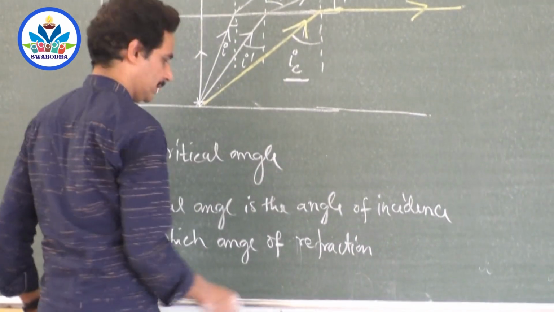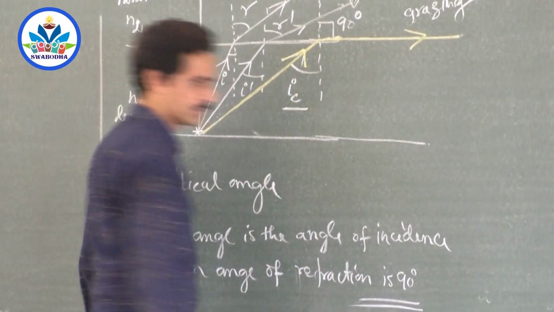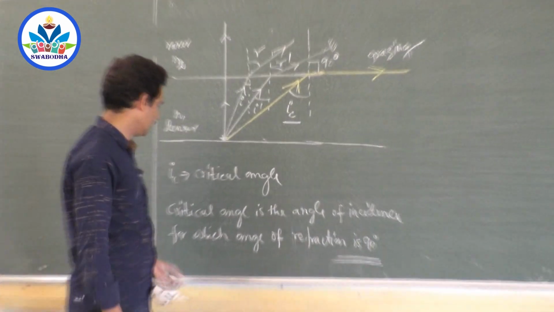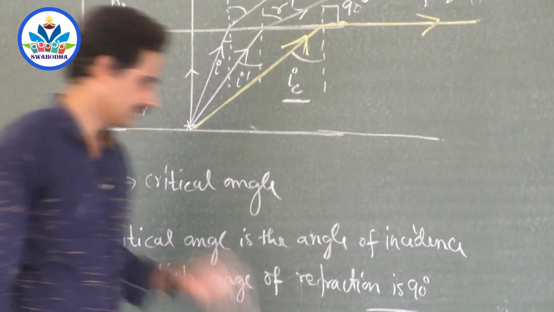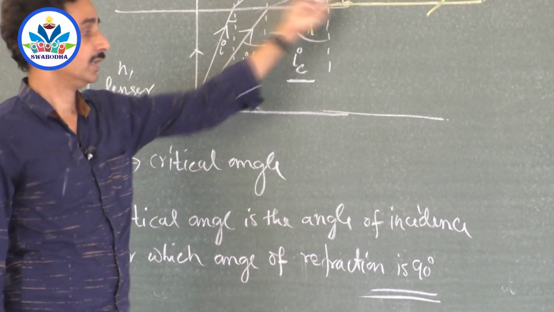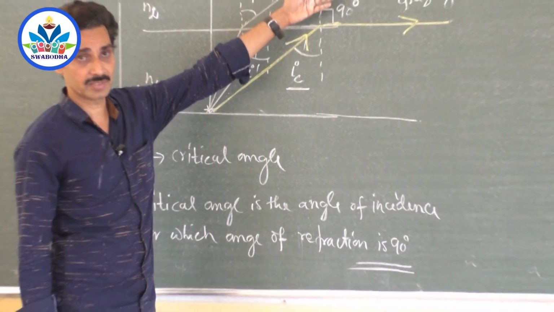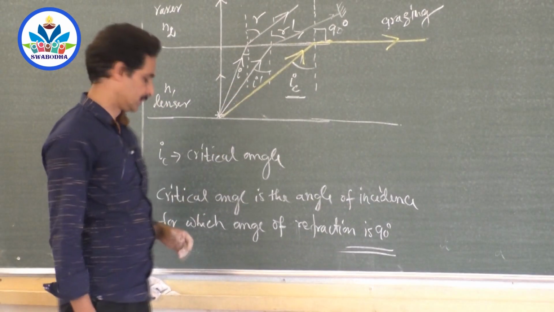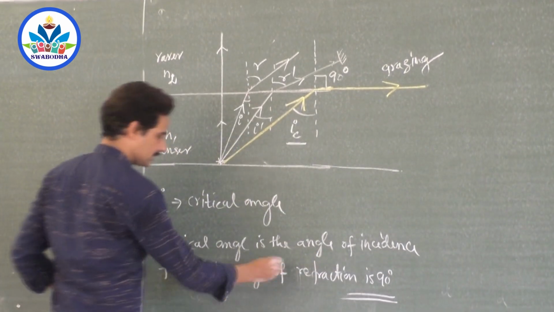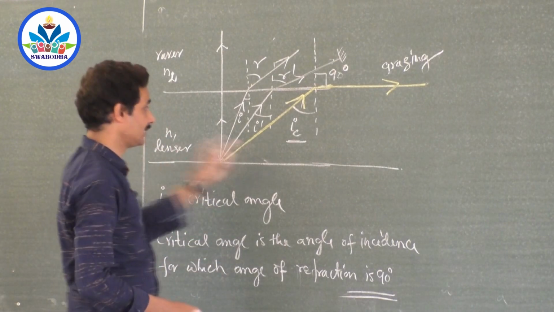I wrote this on the board because you always commit a mistake. You understand this, you know what it is, but in the examination you will write critical angle is 90 degrees. It is not 90 degrees. Critical angle is this one, and this is 90 degrees. You have to define critical angle in terms of what the refraction process is at that moment. Critical angle is the angle of incidence for which the angle of refraction is 90 degrees. That is almost 90 degrees. So that is critical angle.